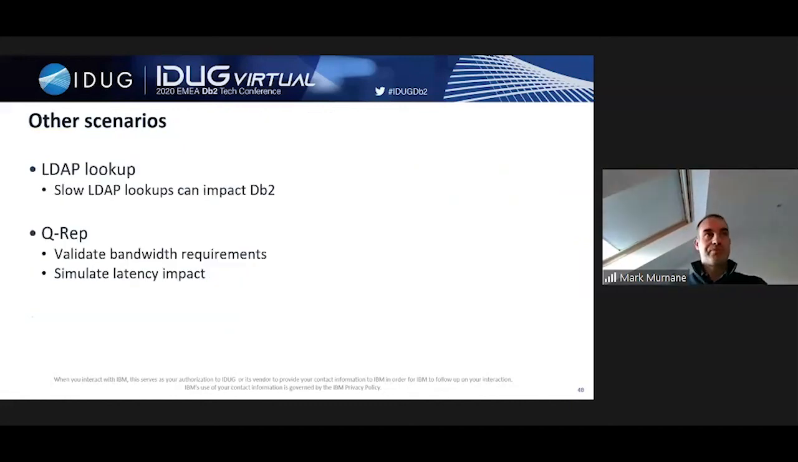Finally, for some other scenarios, I mentioned authentication as being a potential bottleneck in Db2. And this is something that some clients have experienced in negative situations, not due to network performance, but potentially network performance could be an issue, particularly as some companies are starting to move their authentication services to cloud-based environments. So you can use TC egress rules to simulate slow lookups from a Db2 server to an LDAP server. Similarly, Q Replication might be another scenario that you could examine. You can use traffic control capabilities to simulate the impact of latency, and again, to validate the bandwidth requirements.